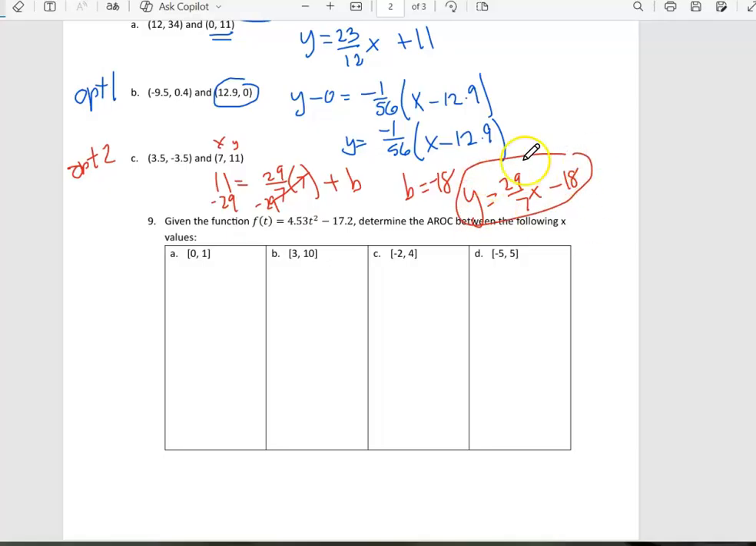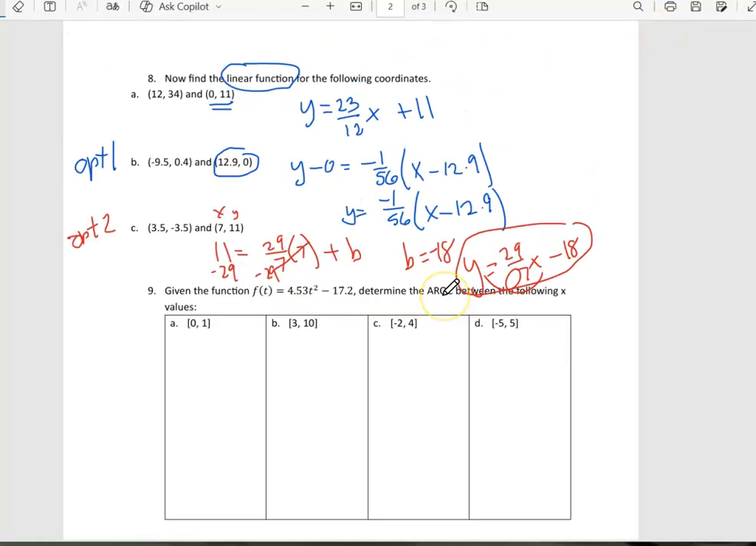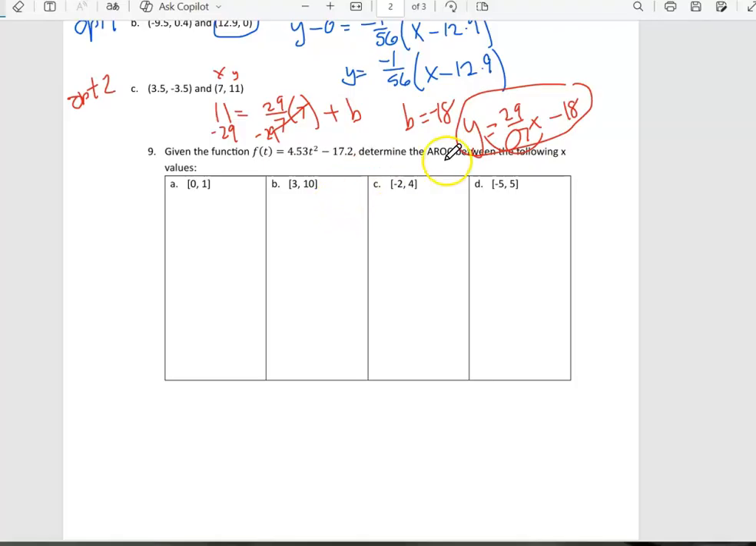And of course you can graph this and then check to see if 7 and 11 are on that graph, and 3.5, negative 3.5. So those are two options. You can do both of them when they're appropriate, or just pick one lane and stay in there. So, okay, the next part, if I haven't already made your brain melt, is to determine the average rate of change between values. So between 0 and 1, between 3 and 10, between negative 2 and 4, and so forth.